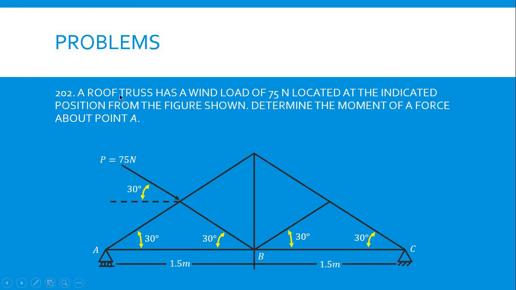So next problem, a roof truss has a wind load of 75 Newton located at the indicated position from the figure shown. Determine the moment of a force about point A. So this is the illustration. This is P, which is equal to 75 Newton, the angle, which is 30 degrees, and the distance with 1.5 meter.